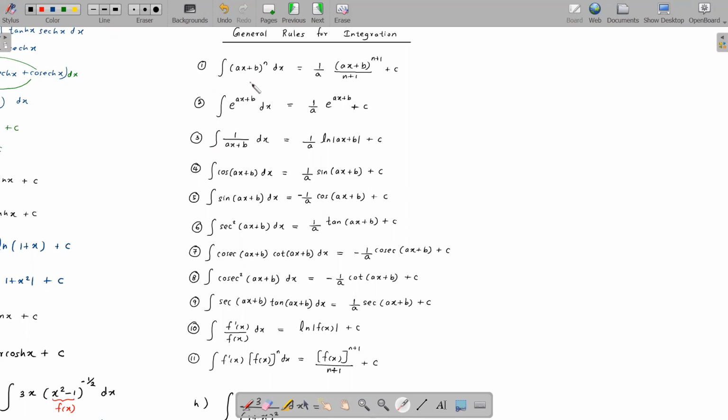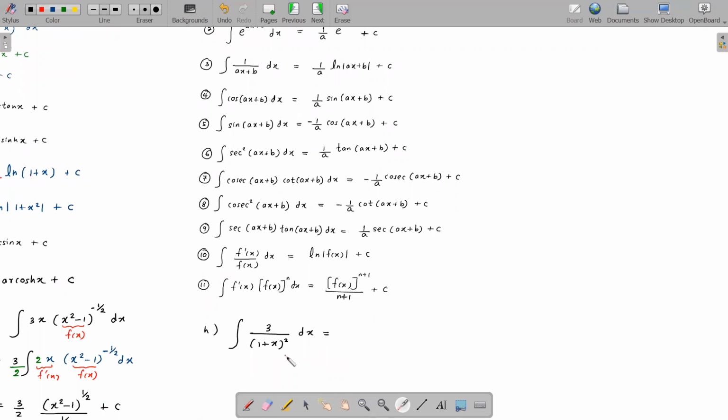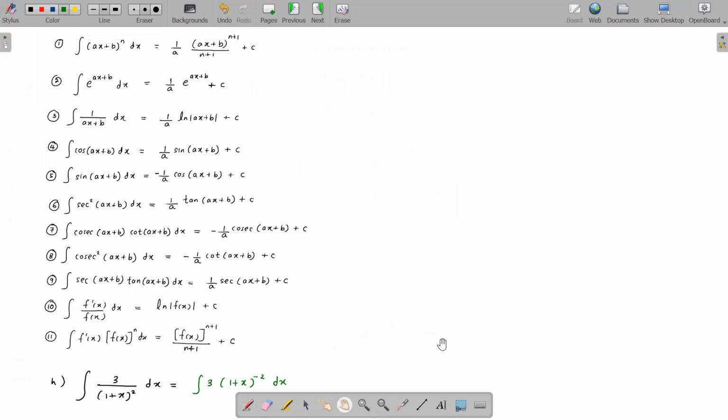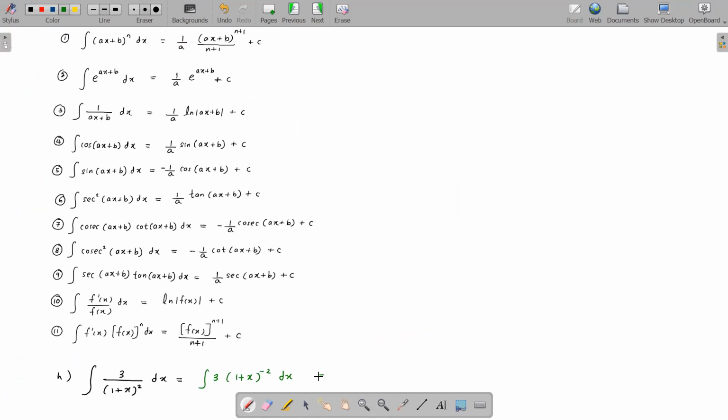Rule number 1. Now you might be wondering, rule number 1 has this in the numerator, but we have 1 plus x square in the denominator. So what do we do? Take it up and fix it. So when you fix it, it's going to be 3 times 1 plus x to the power minus 2. And then we can now use rule number 1. In rule number 1, the 3 is there as it is. The a value is 1 here, right? It's 1x.